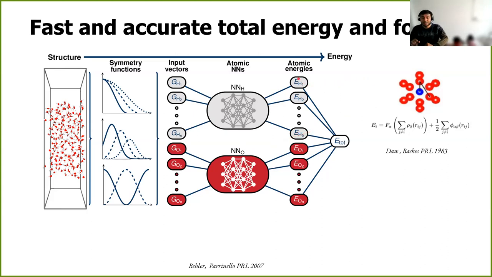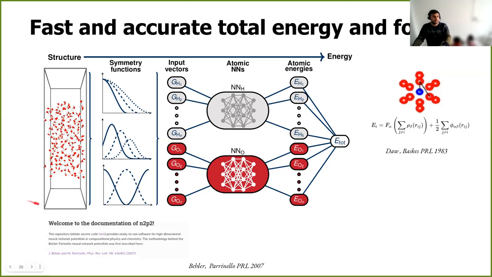This is basically an embedded atom model where you predict atomic energies, and the energy of each atom in your water molecule now will depend on the chemical environment. And this chemical environment is probed by the positions of all the other atoms. So it's a generic nonlinear function of all the other atoms which are around this particular atom. And if you're looking at the codes that can do these things, there are many of them. The one that I use particularly is N2P2, which implements this seminal work by Jörg Behler and Michele Parrinello.